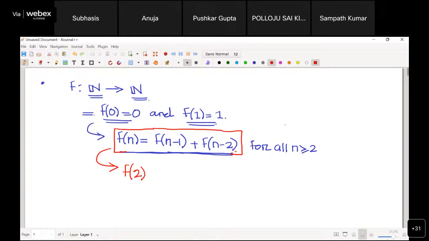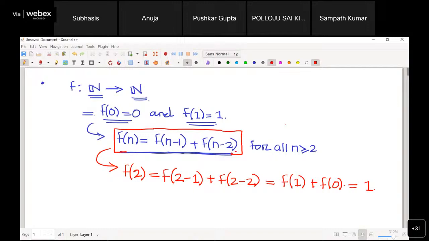How? What is f of 2? If I apply the third rule for n equal to 2, f of 2 is f of 2 minus 1 plus f of 2 minus 2, which is nothing but f of 1 plus f of 0. Initially it is given what the values of f of 0 and f of 1 are, so now I can add these values, and I will get f of 2 to be 1. Is it clear now how I am getting the value of f of 2?